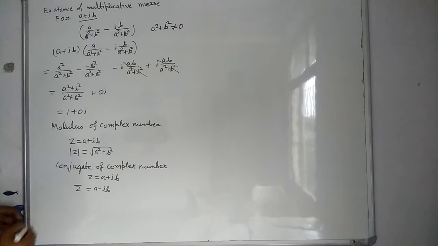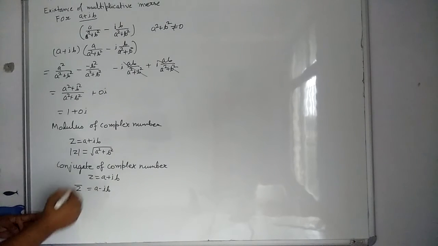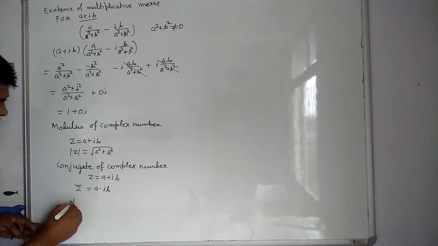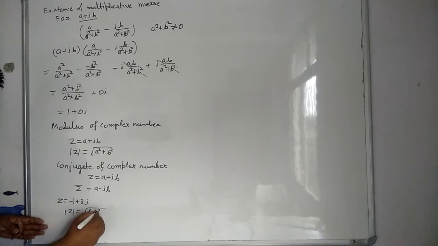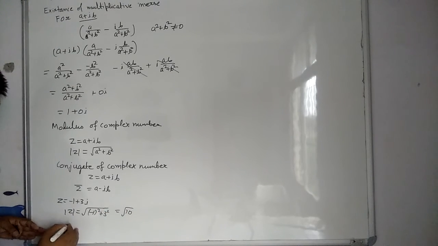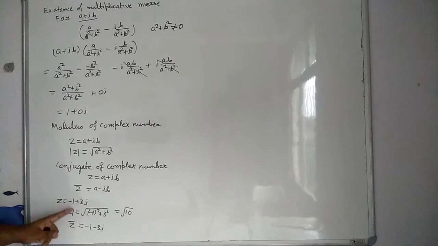So for example, if somebody asks to find the modulus and conjugate of the complex number minus 1 plus 3 iota, we have to evaluate the modulus of this complex number. Then mod of z will be the square root of minus 1 square plus 3 square, that gives you the square root of 10. So this is the modulus of z. And what is the conjugate of z? The conjugate of z is minus 1 minus 3 iota. Only the imaginary part will change its sign.